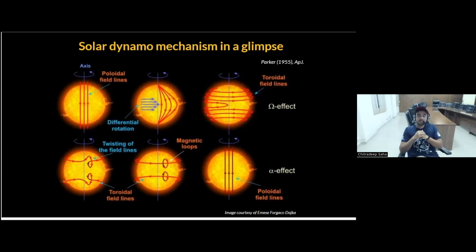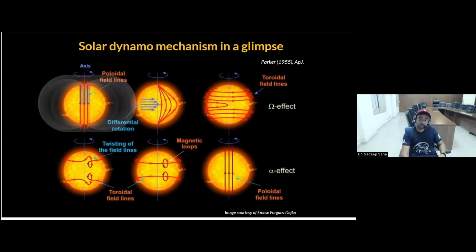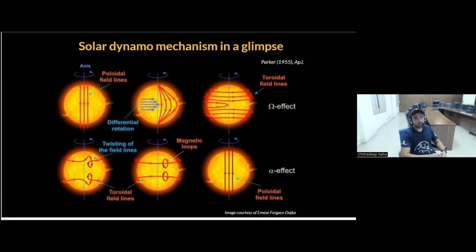In this schematic diagram, you see the sun starting from a relative dipolar structure, and differential rotation, meridional circulation and supergranular diffusion cause these field lines to be dragged along the sun's motion along the phi direction, the azimuthal direction. And on the other hand, this cycle continues and it goes back again into a dipolar structure.